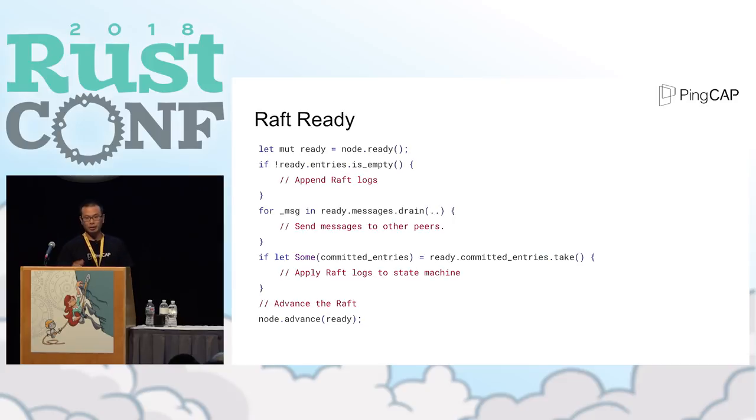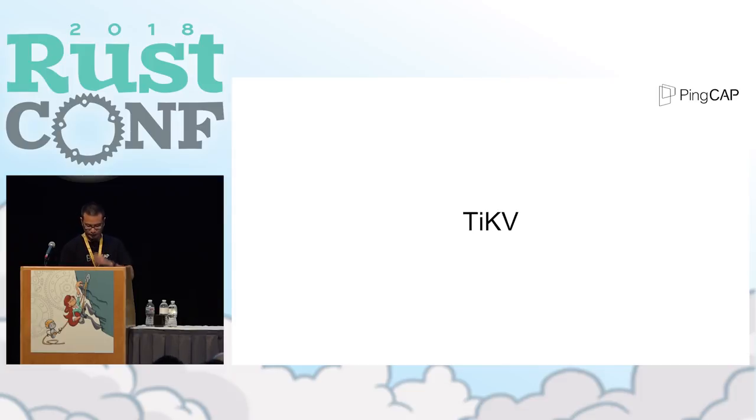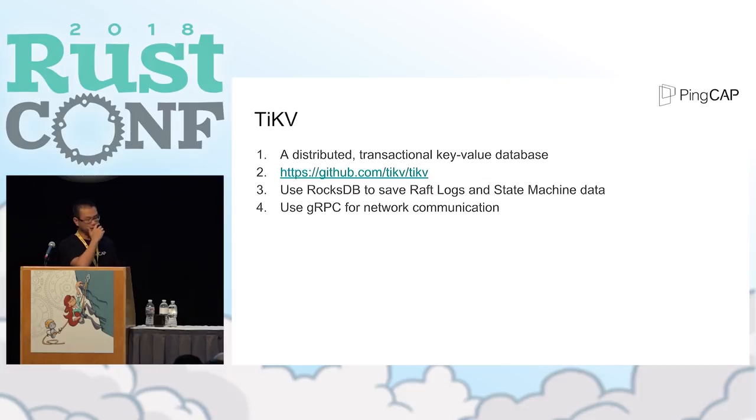So as you can see, using the Raft library is very simple, and I even think that you can embed it into your application to provide a consensus database service easily. And we have already done it, and that is TiKV. TiKV is a distributed transactional key value database, and it's based on the Raft library. You can visit the repo here. We use RocksDB to save the Raft logs and the state machine data, and we use gRPC for the network communication.